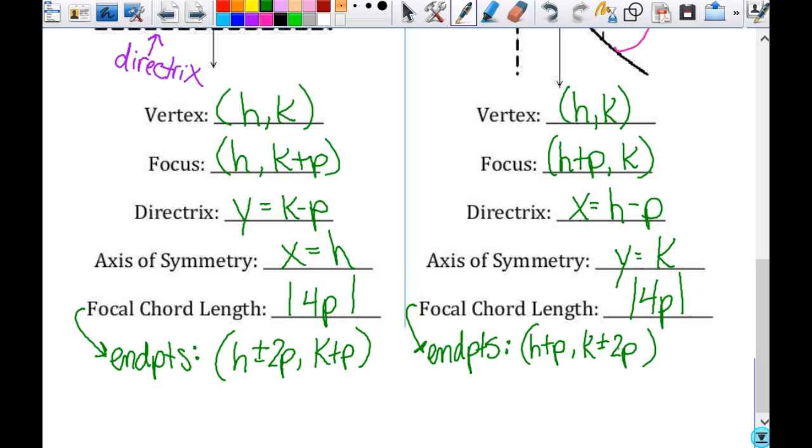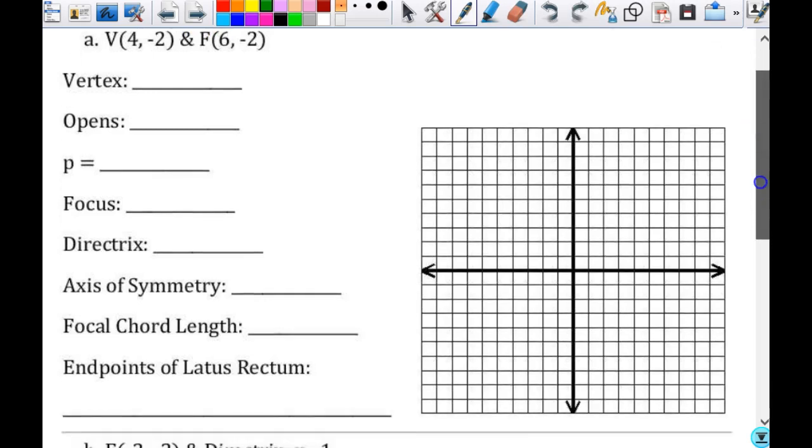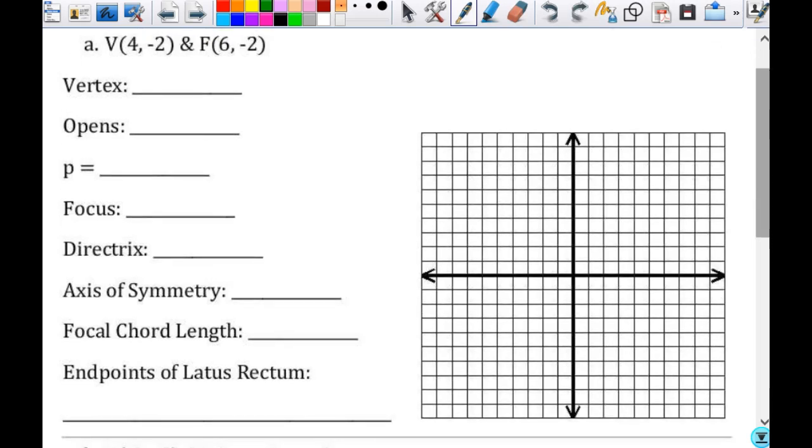Okay. So instead of just finding this stuff like we did yesterday, we're also going to be writing equations given different information that we have. And then we have to find all the same stuff every time. So it says write the standard form equation of the parabola described and find all missing info in graph, which should not be that big of a deal given what we have. So what we're given is the vertex. I'm going to go ahead and fill that in, (4, -2). And the focus, which is at (6, -2).